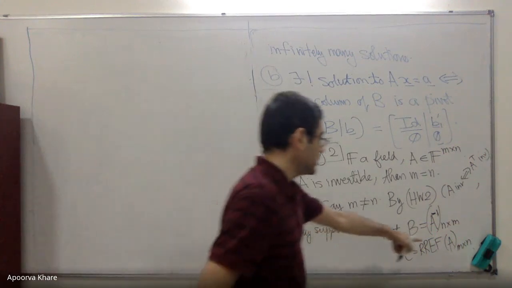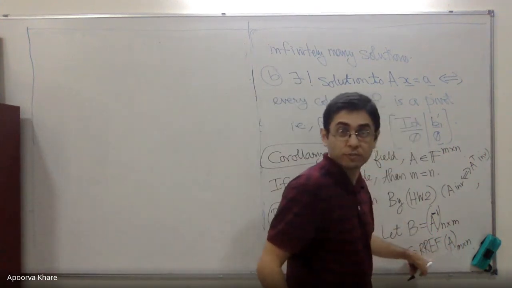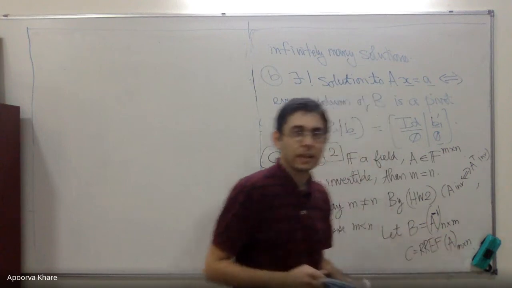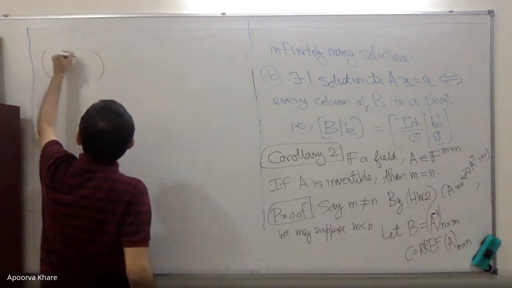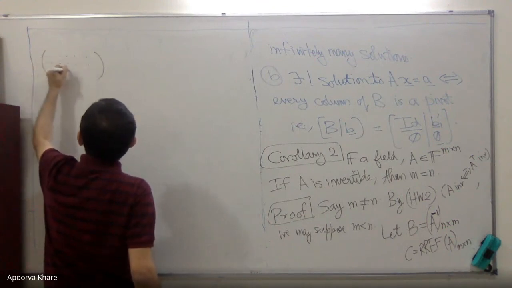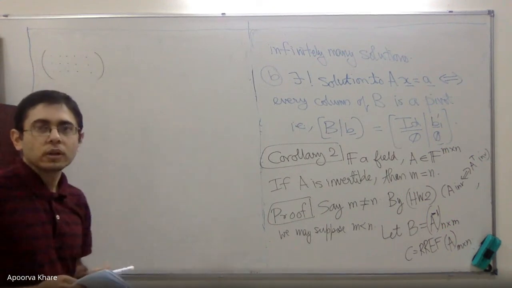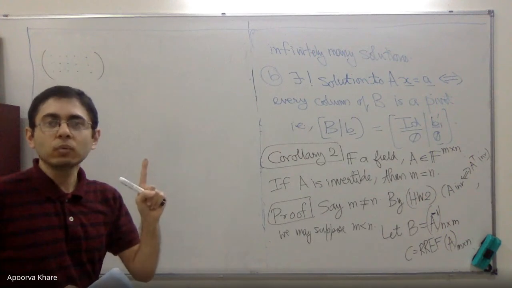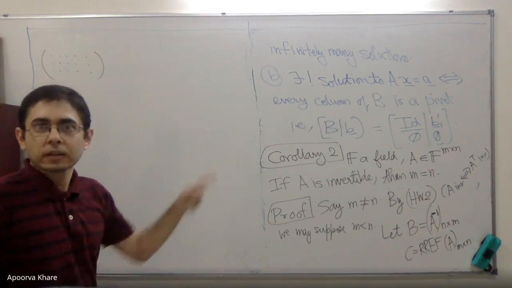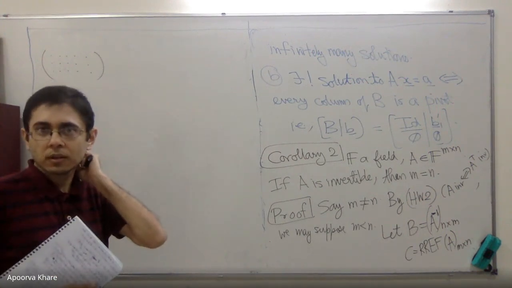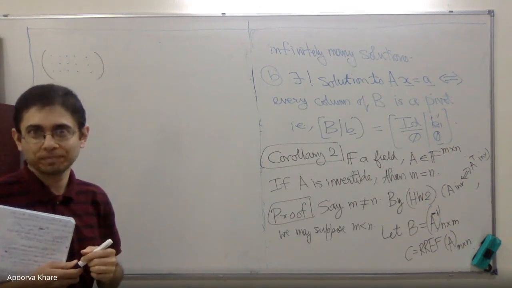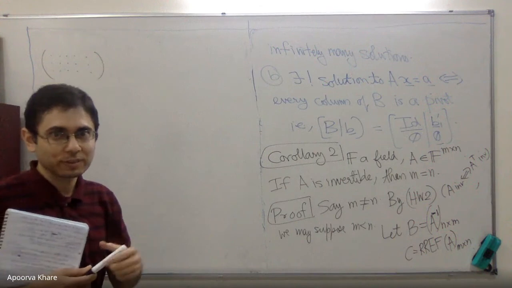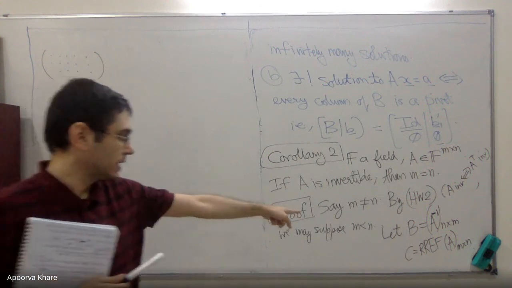Because C is M cross N, a row reduced echelon form matrix, and M is less than N, say 3 by 5. Each row can contain at most one leading one, obviously. There are more columns than rows, so that means there is at least one free variable, because M is less than N.